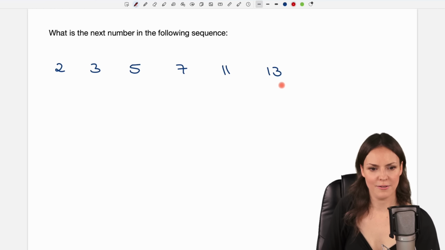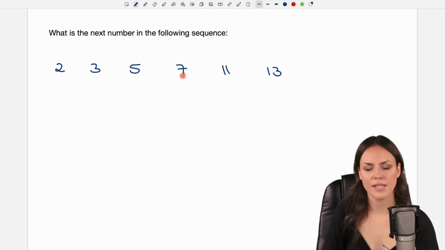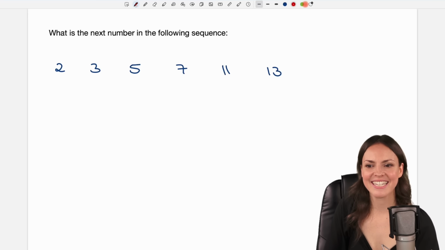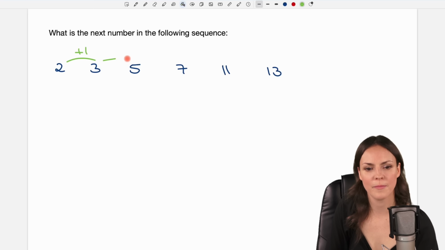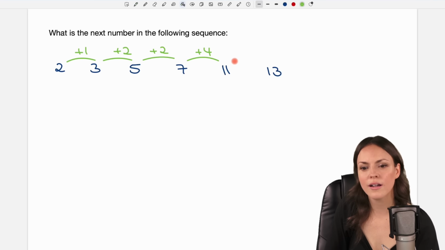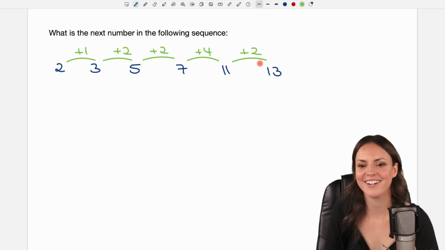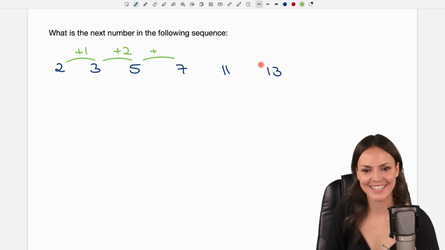Okay, what about here? 2, 3, 5, 7, 11, 13. Let's check multiplication and division, but the numbers don't work with that. We can check plus and minus next then. So we have plus 1, plus 2. Okay, looks good so far. Then we have a plus 2 again. Here we have a plus 4 and a plus 2. No, there is no pattern at all in here.